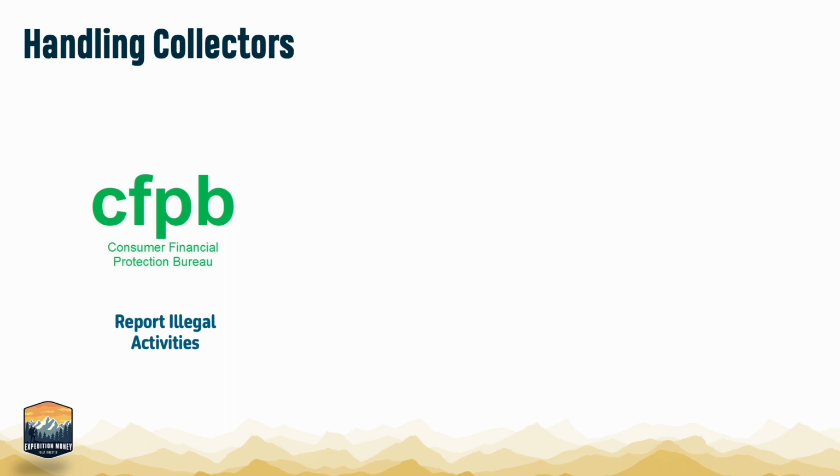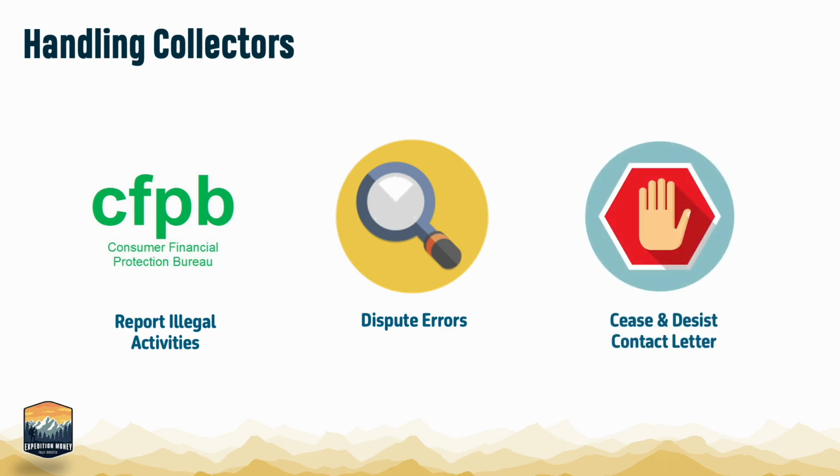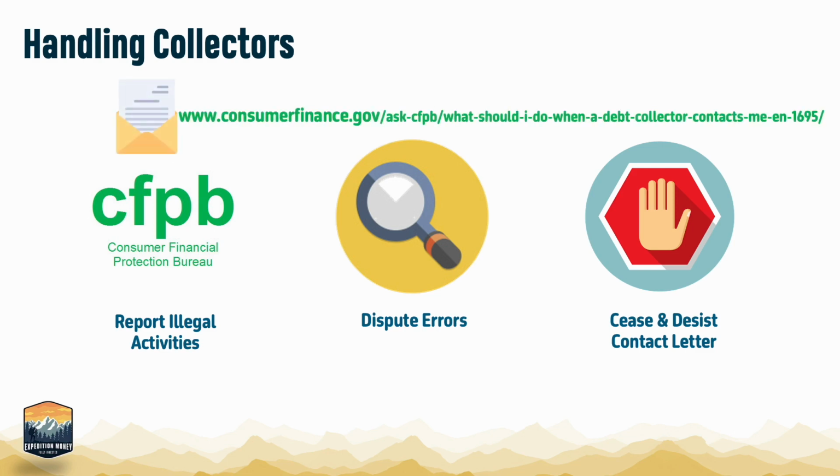Next, you'll want to know exactly what debts they are trying to collect. If you find that the debts are wrong or were settled earlier, make sure you dispute them. And to stop calls, you can also write a cease and desist letter, which they are supposed to honor. You can get sample letters for the different types of debt collectors from the Consumer Financial Protection Bureau.